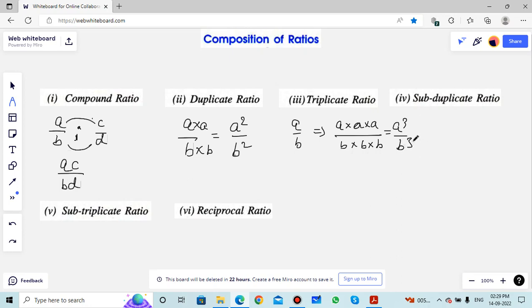Subduplicate ratio here will be the square root. So if A is to B is a ratio, then subduplicate will be nothing but square root of A is to square root of B. So remember, subduplicate means square root.